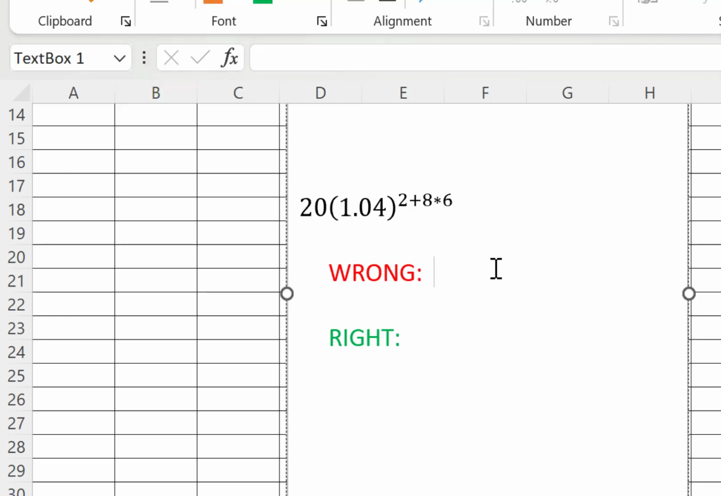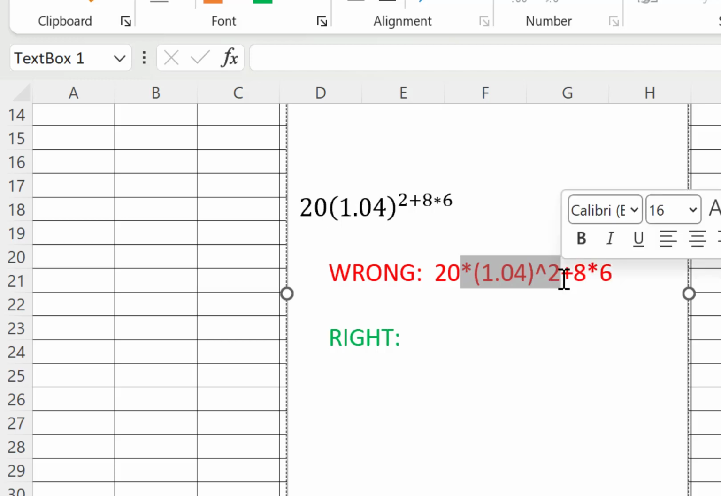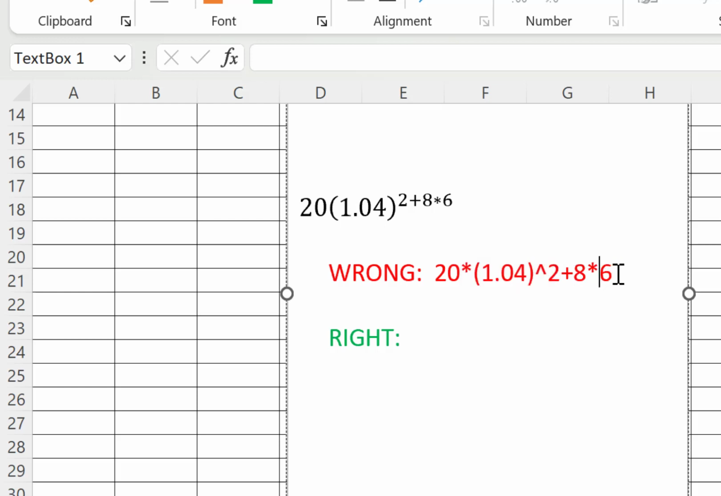So if I were to pull out a calculator and type 20 times 1.04 raised to the 2 plus 8 times 6, what your calculator would do is first, with order of operations, it would only calculate the value 1.04 squared, because that's what it says here. Take 1.04 and raise it to the second power. It would then multiply that by 20, and lastly, it would add the number 8 times 6. But that's not what we want.